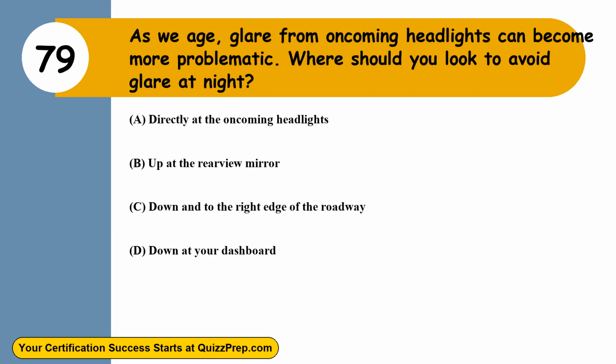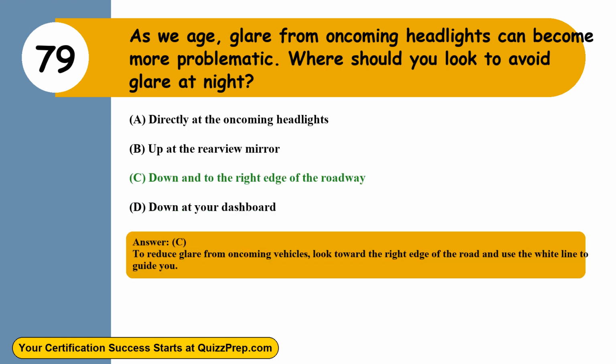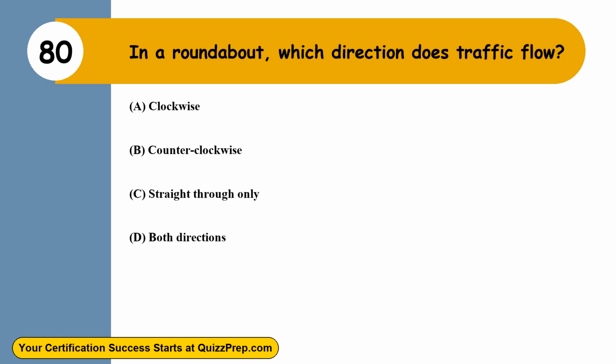Question 79. As we age, glare from oncoming headlights can become more problematic. Where should you look to avoid glare at night? Option A, directly at the oncoming headlights. Option B, up at the rearview mirror. Option C, down and to the right edge of the roadway. Option D, down at your dashboard. The correct answer is option C, down and to the right edge of the roadway. To reduce glare from oncoming vehicles, look toward the right edge of the road and use the white line to guide you.